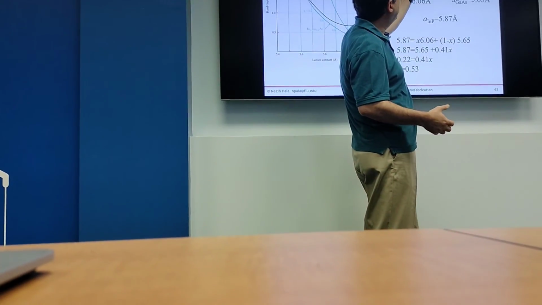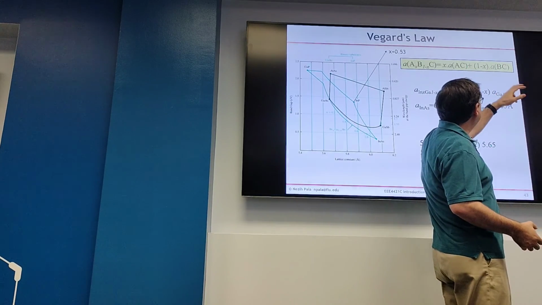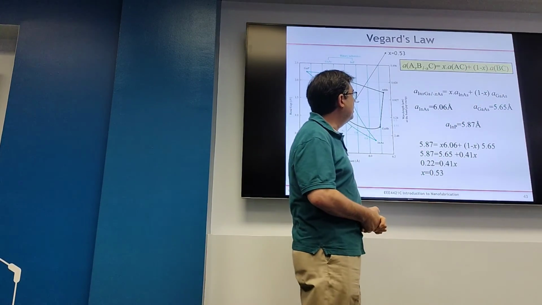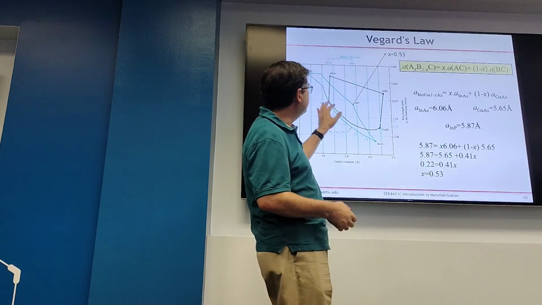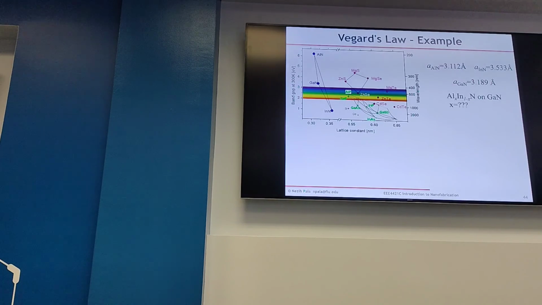Weighted average. So you put the composition of, let's say, gallium arsenide, or in this case, this is the lattice constant of gallium arsenide, and X will be the molar composition of gallium. This will be indium arsenide here, and then 1 minus X will be the molar composition of indium. So that's how you can calculate the lattice constant. Again, the idea here is to match to the substrate.